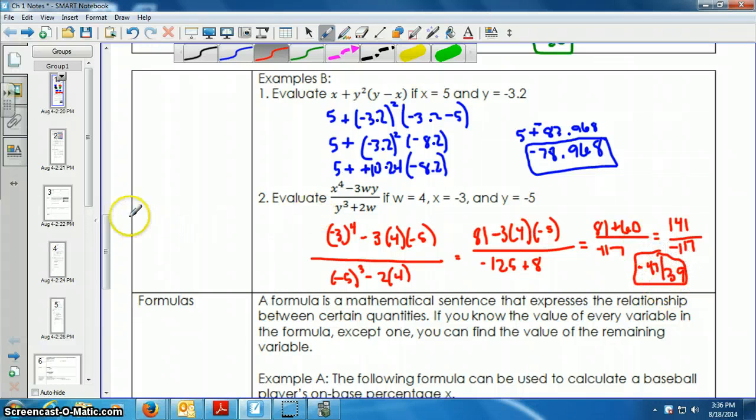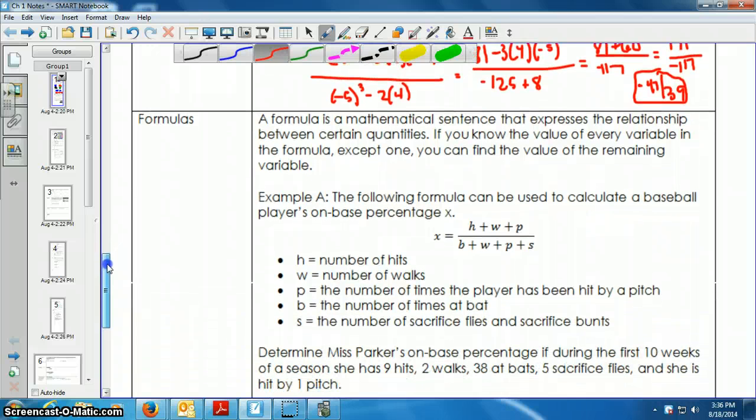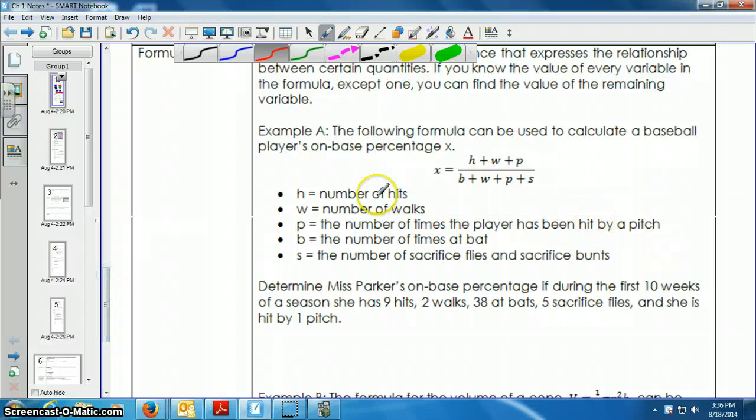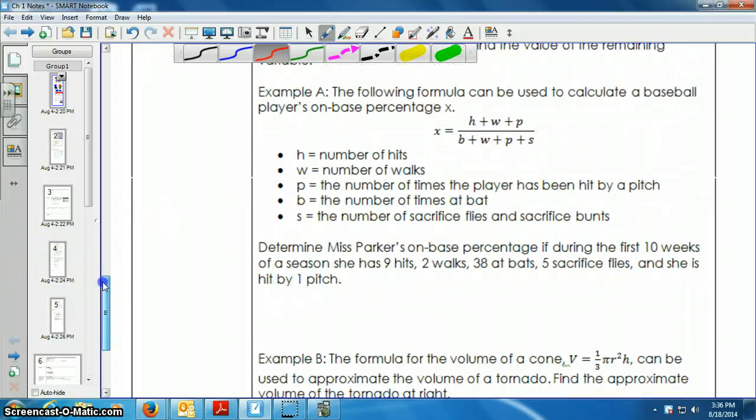All right, let's take a look at formulas. A formula is a mathematical sentence that expresses the relationship between certain quantities. If you know the value of every variable in the formula except one, you can find the value of the remaining one. So here's an example. H is the number of hits, W walks, P the number of times the player has been hit by a pitch, B number of times at bat, and then S is the sacrifice flies and sacrifice bunts.